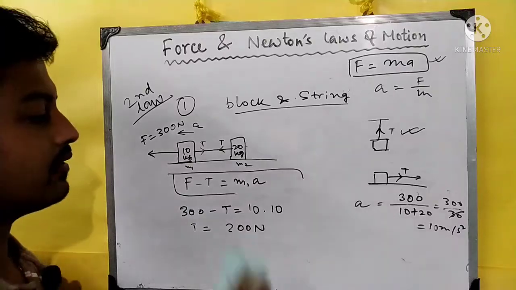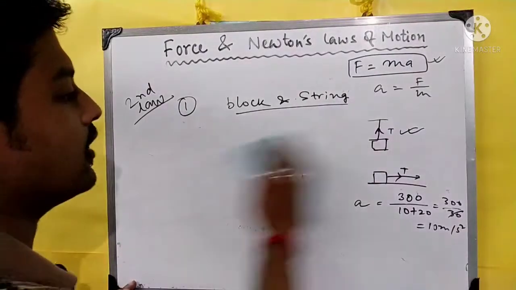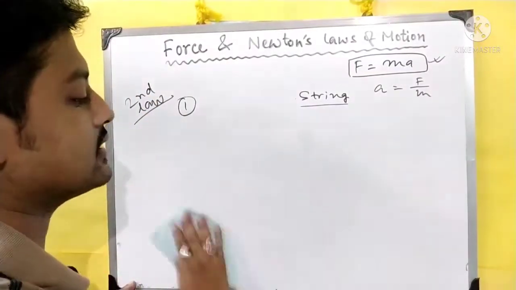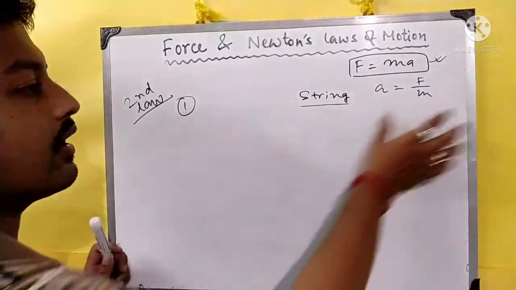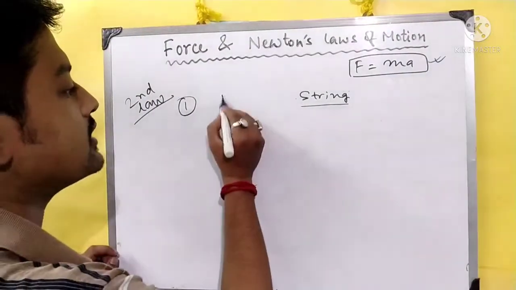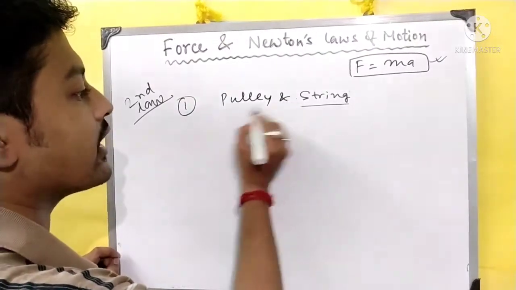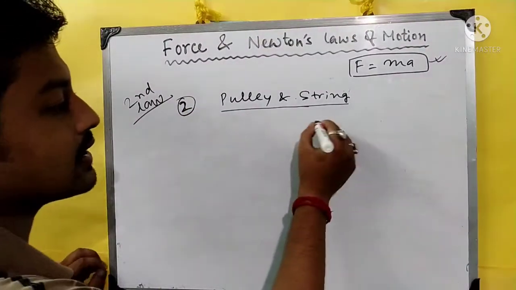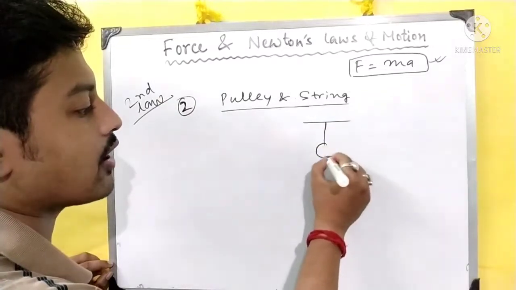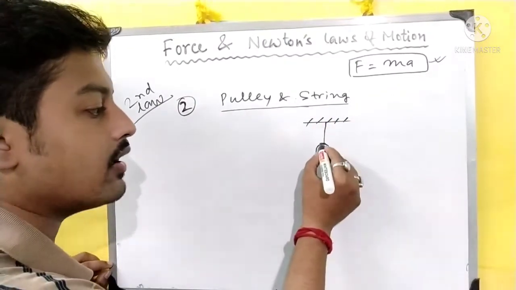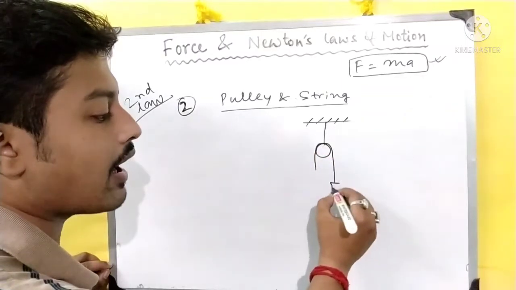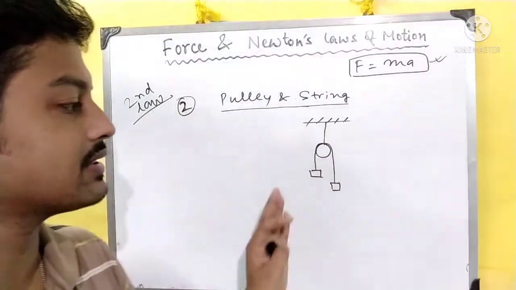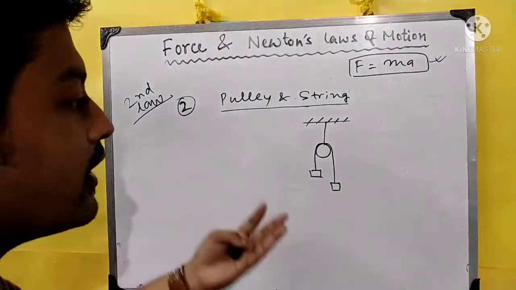For the second application of Newton's second law, we have to consider a different system, which is pulley and string. This is the second application. What is happening in this case? There is a pulley tied with a rope from a rigid support, and two or more masses are hanging from the pulley. I am showing you the first case, in which two masses are hanging from the pulley.